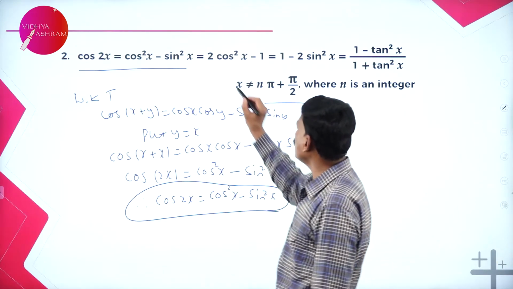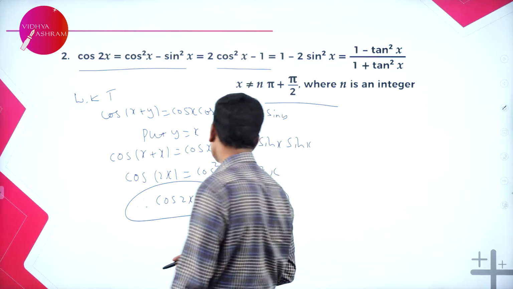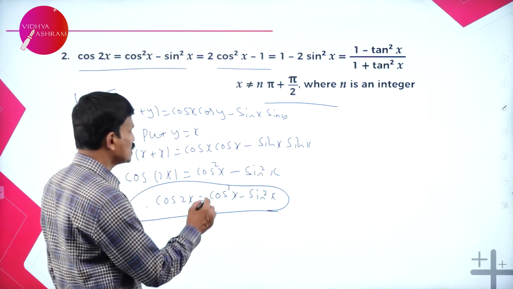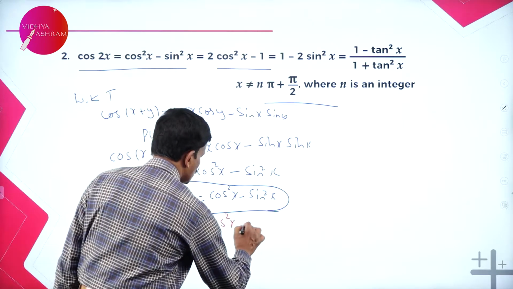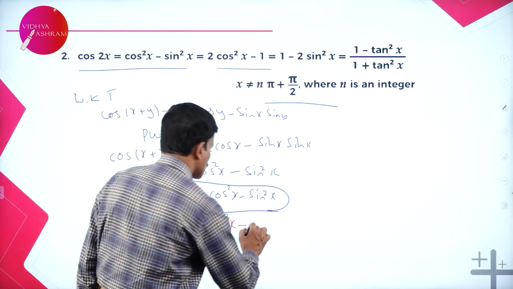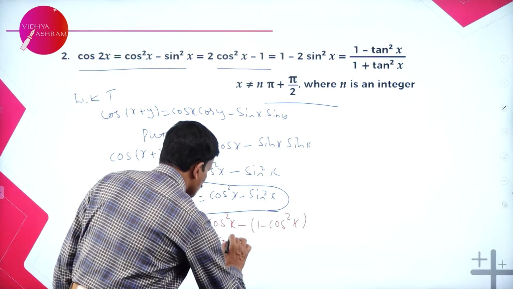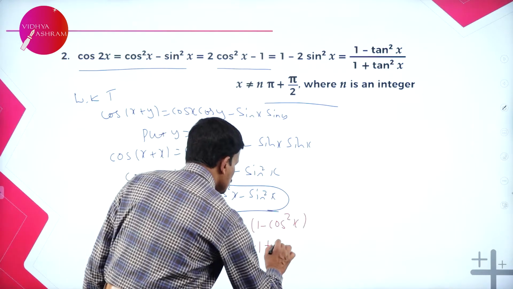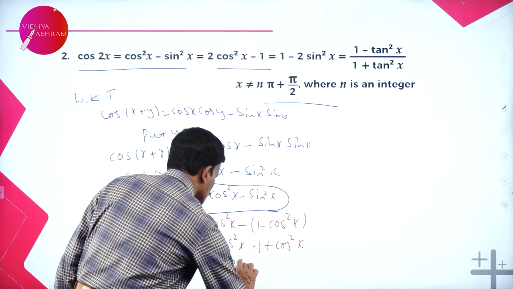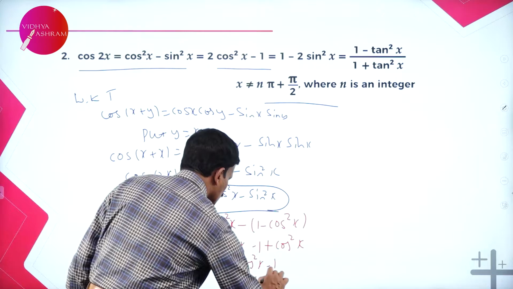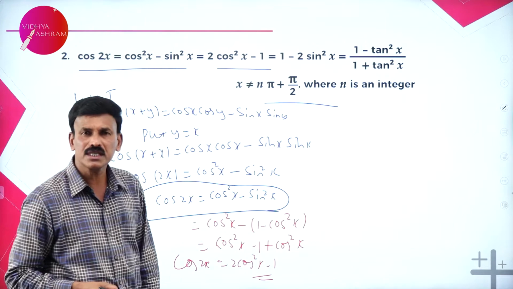Now let us come to the second part. Now since what is cos 2x? Cos 2x is equal to cos square x minus sin square x. Just convert sin to cos, that's all. Now this can also be written as cos square x minus, we know sin square x is also equal to 1 minus cos square x. So this is equal to cos square x minus 1 plus cos square x. Add it. Cos square x plus cos square x is 2 cos square x minus 1. So cos 2x is also equal to 2 cos square x minus 1.